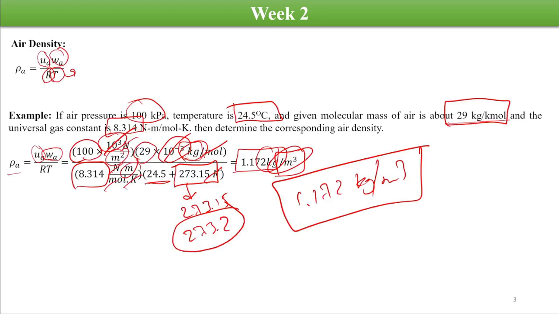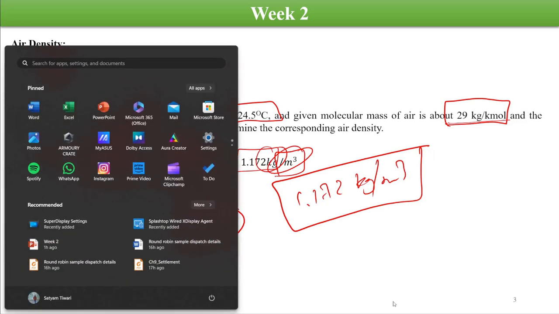But when we move further, in the theory class it has been taught that this formula for the air density states good.